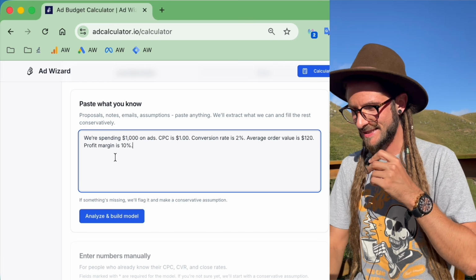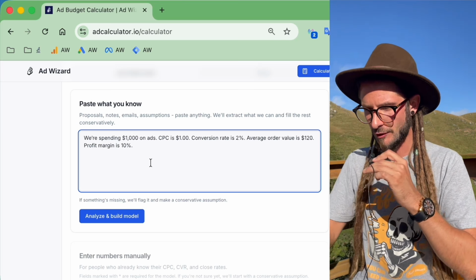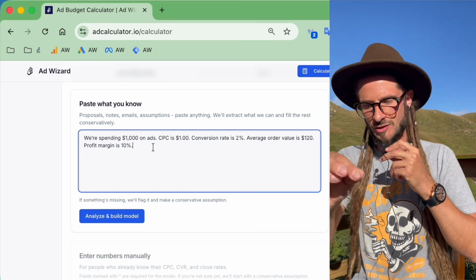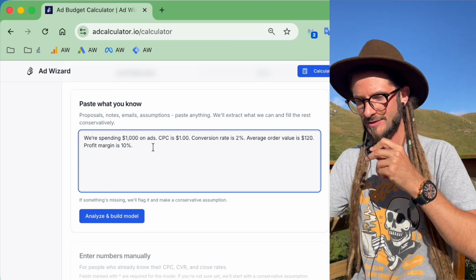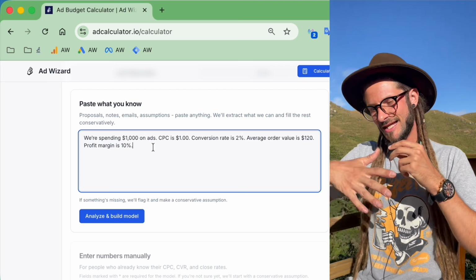Okay, so here, we're just going to paste in the example we're using. We're spending $1,000 on ads. CPC is $1. Conversion rate is 2%. Average order value is $120. Profit margin is 10%. These are just example data.